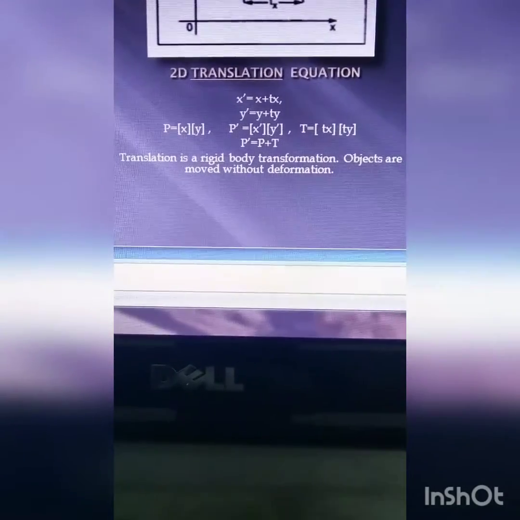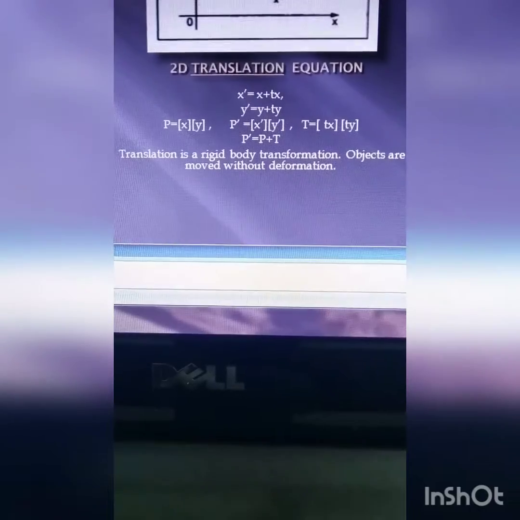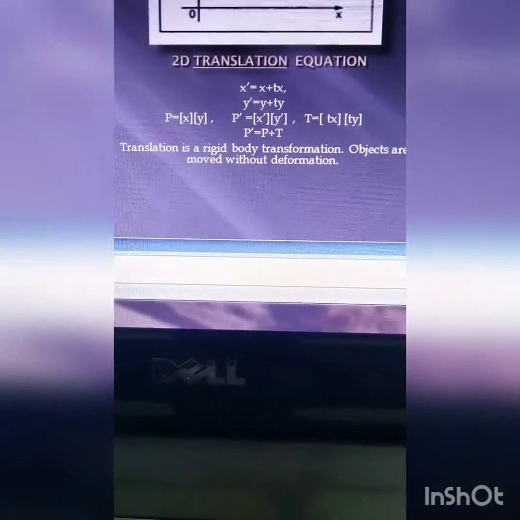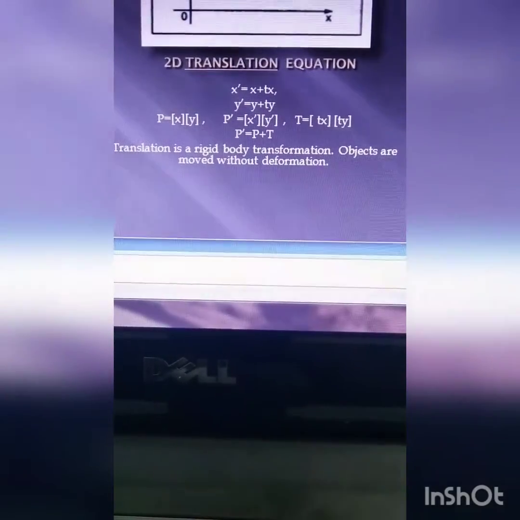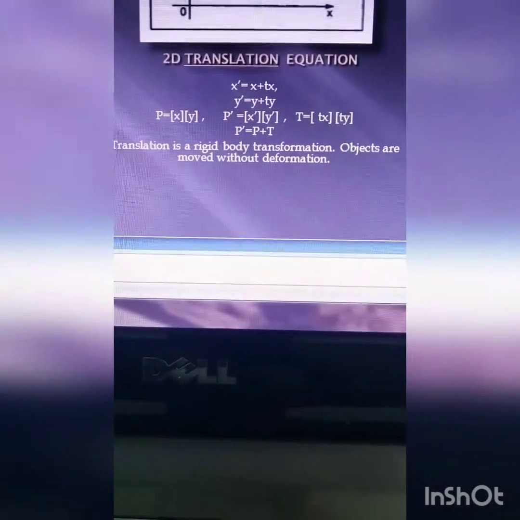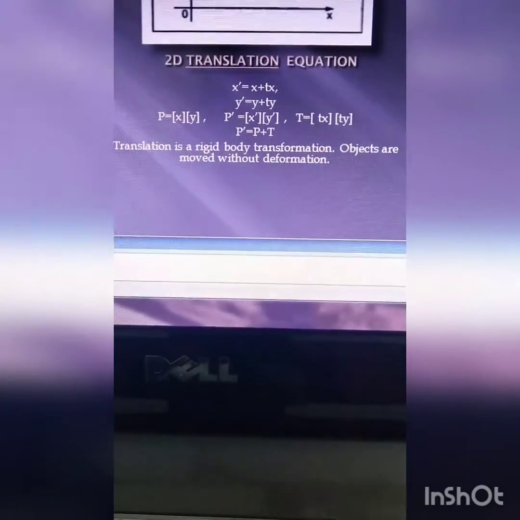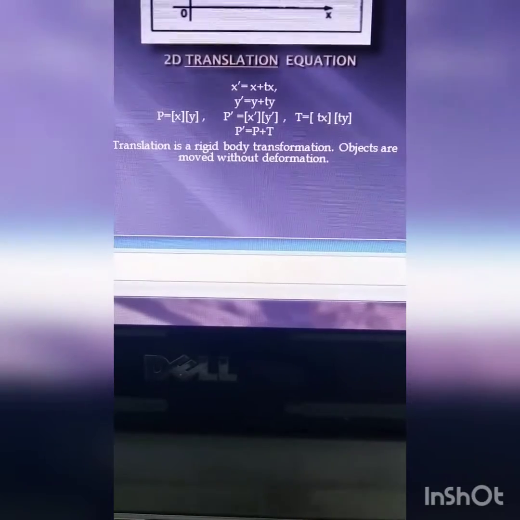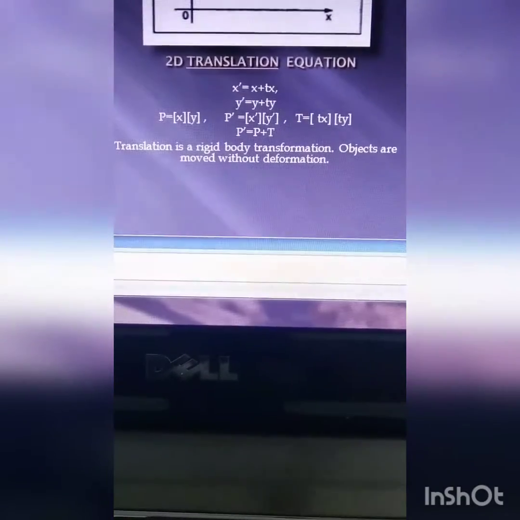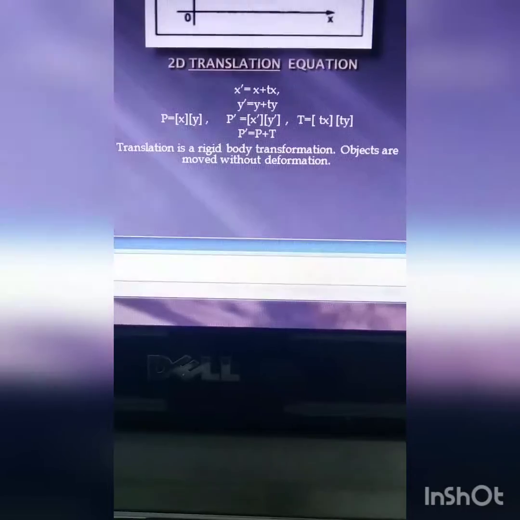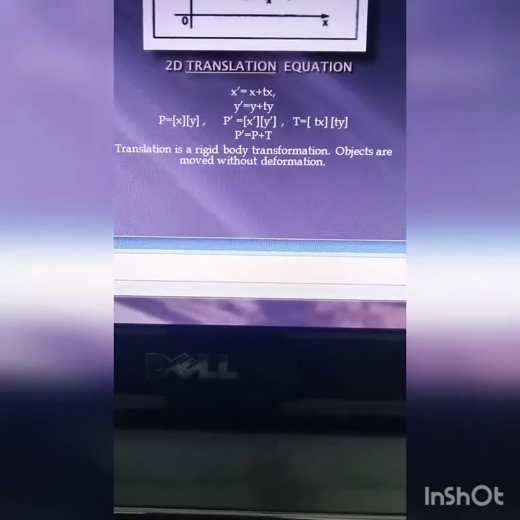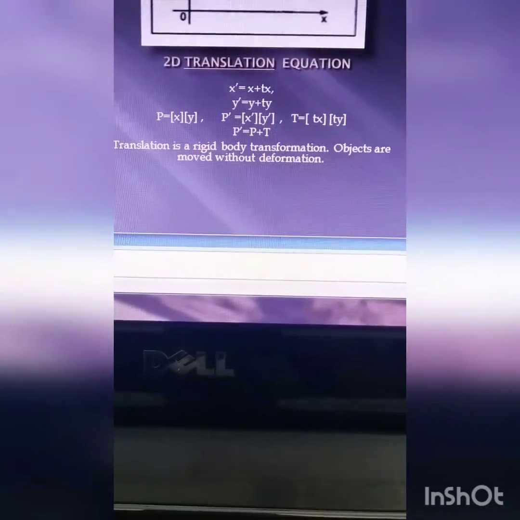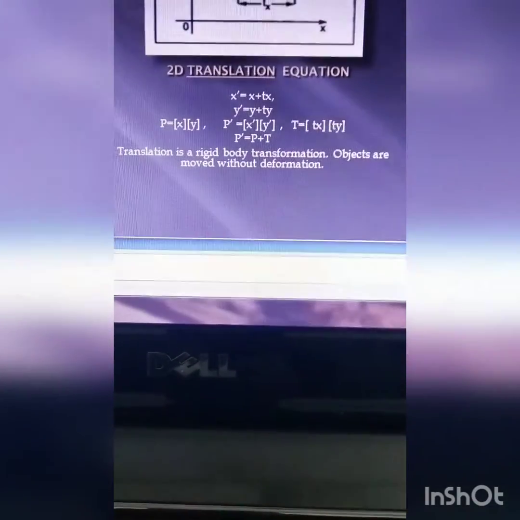Let p be the original coordinates and p dash be the translation coordinate, and let t be the distance of the translation coordinate. Then p dash is equal to p plus t, that is translation coordinate is equal to original coordinate plus translation distance. Translation is a rigid body translation. Objects are moved without deformation. I think you have understood what I said.